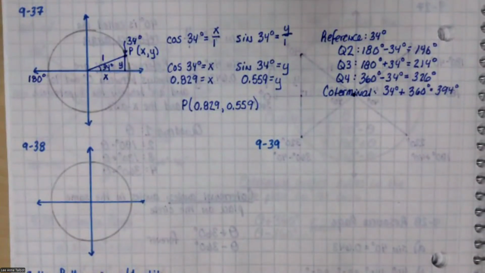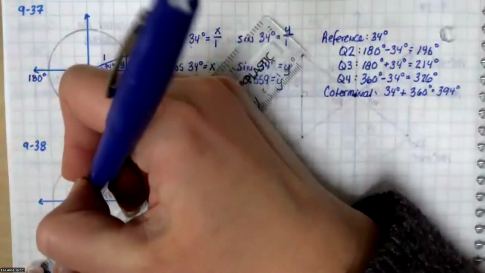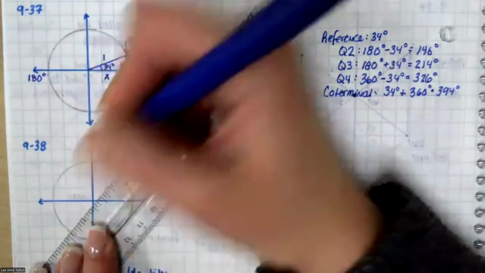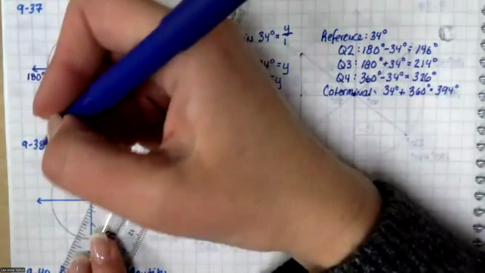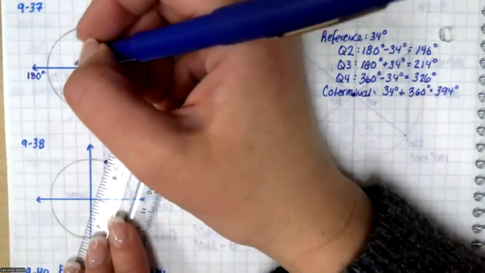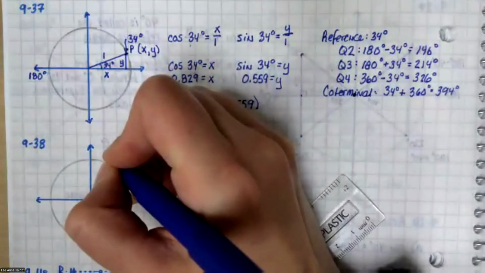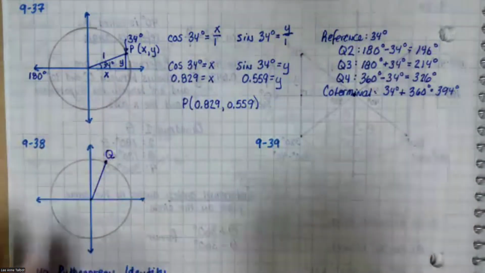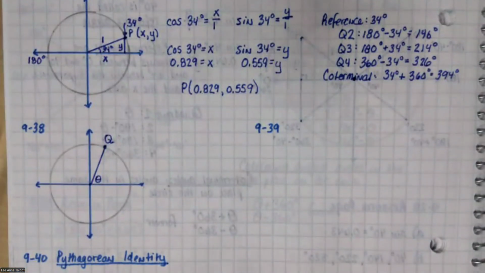Okay, so now I want you guys to draw me a generic picture here. So put a point anywhere in the first quadrant for me. Draw a radius. We're going to call this point Q for fun. And I'm going to put theta right there. Do you guys know what theta is? Yes, it's a Greek symbol for angles. Perfect. You could not have said that any better.